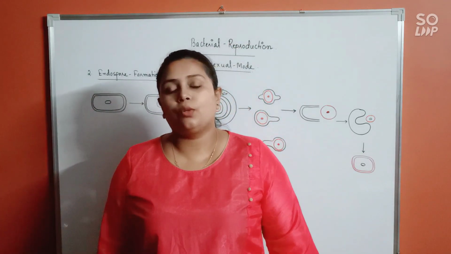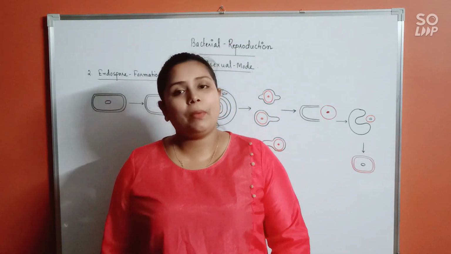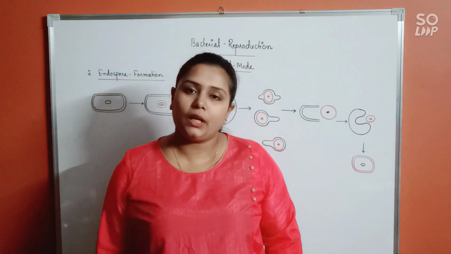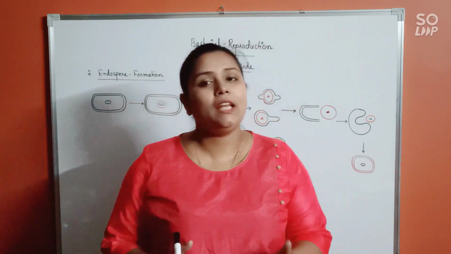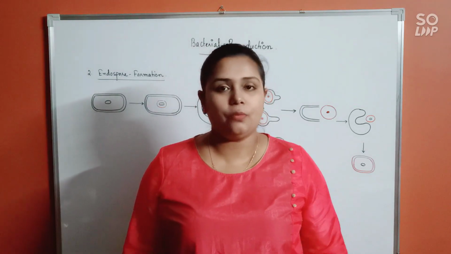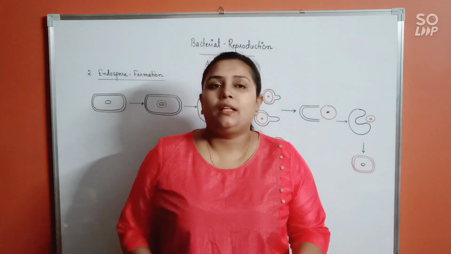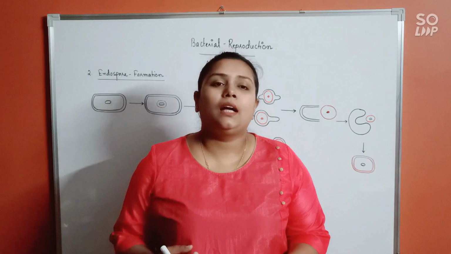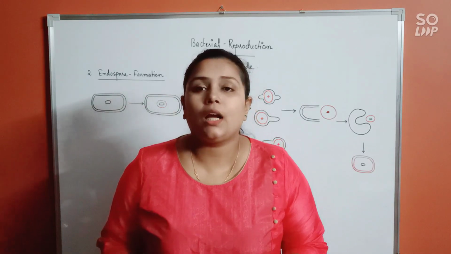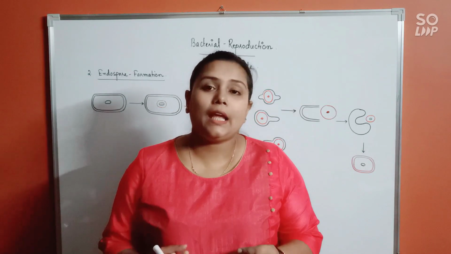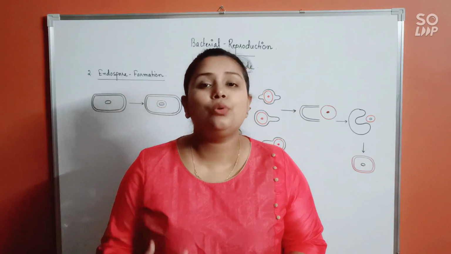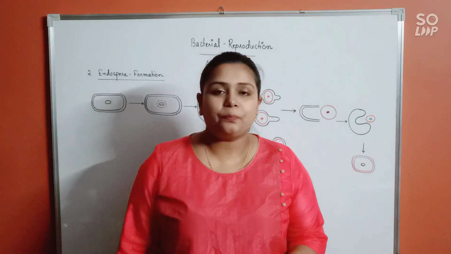Also in this process, one parental cell will give rise to only one daughter cell. So it's more of a perennation process rather than a reproduction process. Now, if I'm telling that endospore formation only occurs during unfavorable conditions, what are those unfavorable conditions in which a bacteria gets induced to form an endospore?